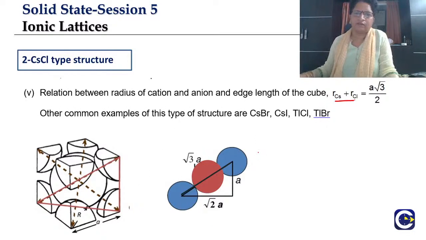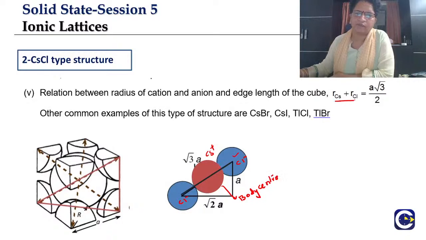We have done this already. See, this is one type of ion. What is this ion? The chloride ion. This is the chloride ion, and this is the cesium ion. Where is it present? At the body center. And where are the chloride ions present? At the corners.